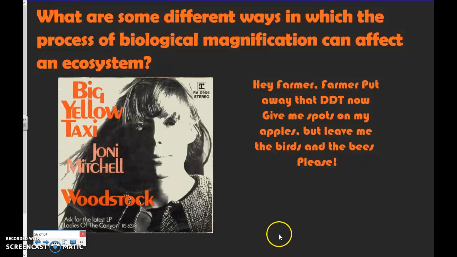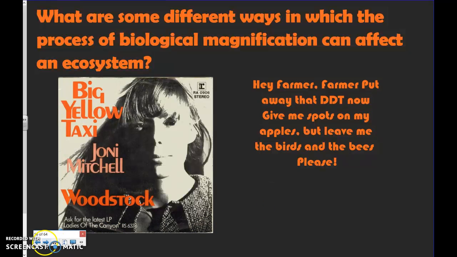Now, this is a picture of the Joni Mitchell album, and I love this. It's a great song. It's really up there on my list of great songs, for many reasons. But one of the lines in the song says, "Hey farmer, farmer, put away the DDT now. Give me spots on the apples, but leave me the birds and the bees." And then she goes, "Please." Anyways, we'll play that later next week.